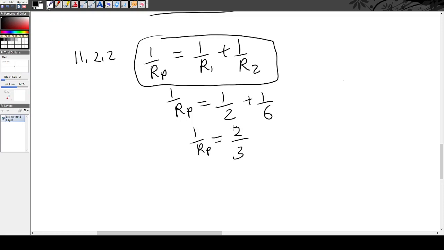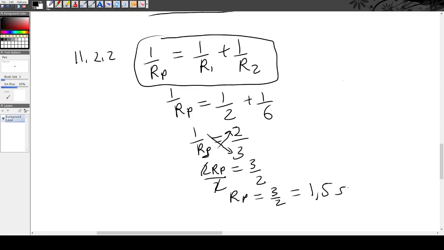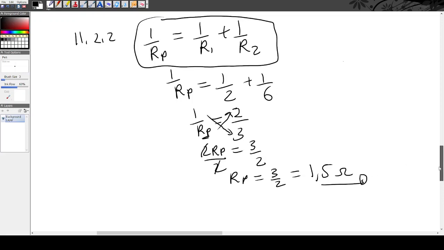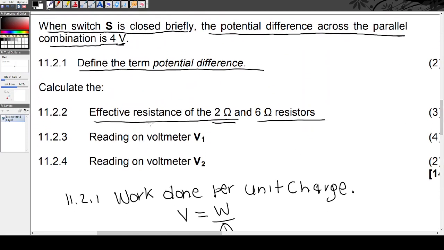So let's solve for Rp. If we want to solve for Rp, we cross multiply. Remember, those are just maths. It's no longer physics, it's maths. When we solve for Rp, we get 2Rp is equal to 3. We then divide by 2 on both sides because we want Rp. Rp becomes 3 over 2, which is equal to 1,5 ohms. So 1,5 ohms is the effective resistance of the parallel resistors, which is the 2 and 6 ohm resistors.